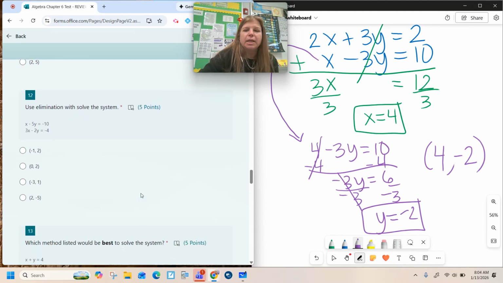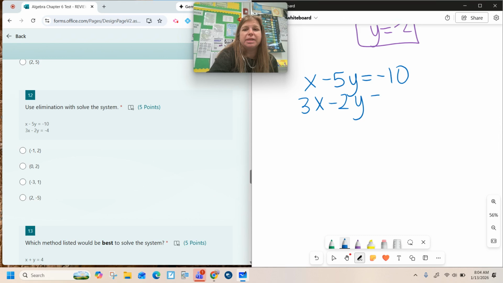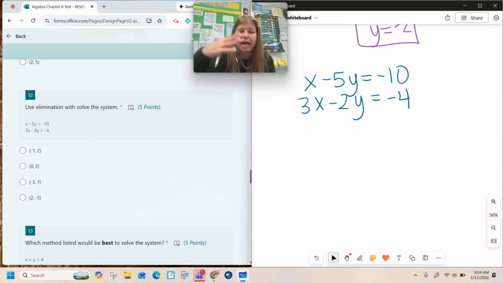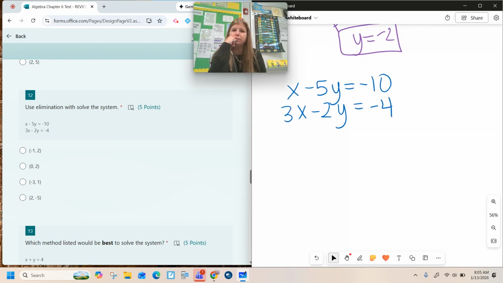Beautiful. Now, in number 12, there are times when we want to use elimination, but the coefficients are not opposites. Okay? And in this case, you can see not only are they not opposites, but they are not even the same number, 1 and 3, and then -5, -2, right? So you are allowed, like I said before, to manipulate equations. You can multiply things, add things, however you want to equations to build it in the way you want it to be.